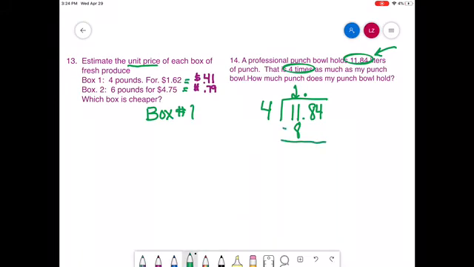Subtract. We get 3. All right, 3 is less than 4, so we did it right, and we bring down the 8. Now 4 goes into 38 how many times? 9 times, that'd be 36. Subtract, and we get a 2. That's less than 4, so we did it right.